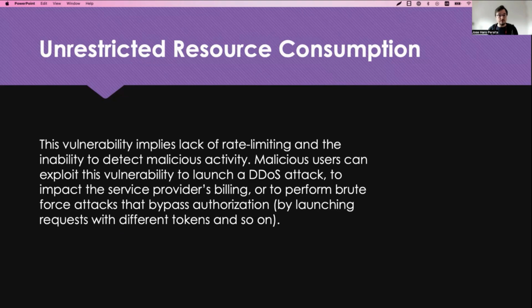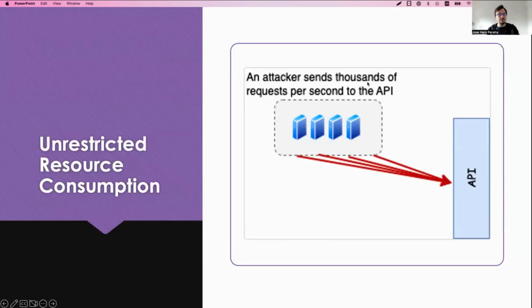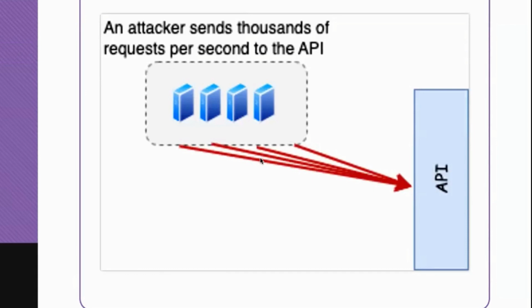If we don't do rate limiting, we open the door for any user to be able to launch a DDoS attack against our service, a denial of service attack, to bring our services down. There are different strategies to launch a DDoS attack. It can be by launching a lot of different requests per second. So like here, a malicious user may have a host of servers, and from every server, they are going to launch thousands or millions of requests against our API.